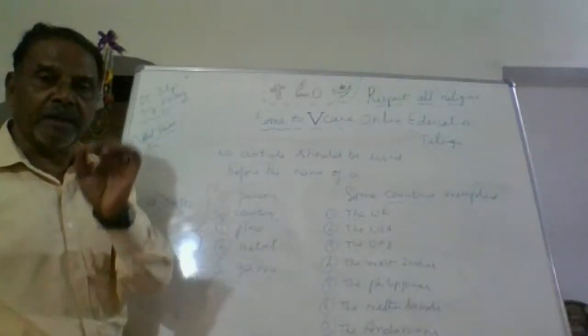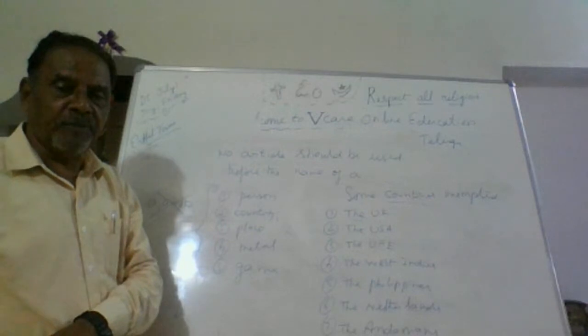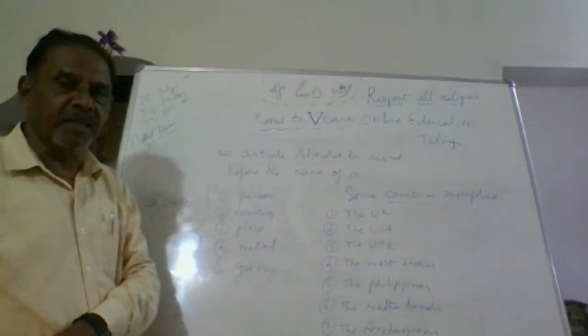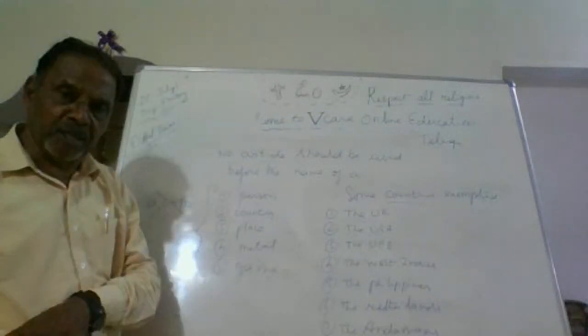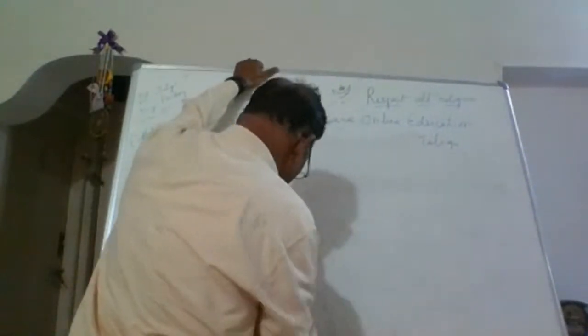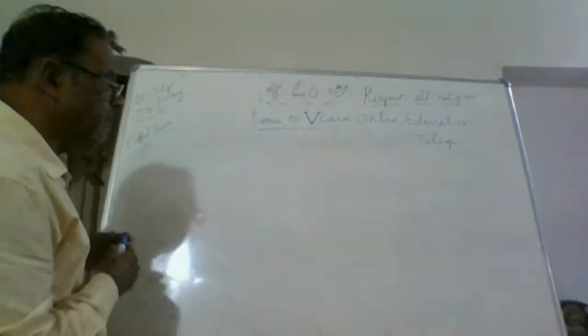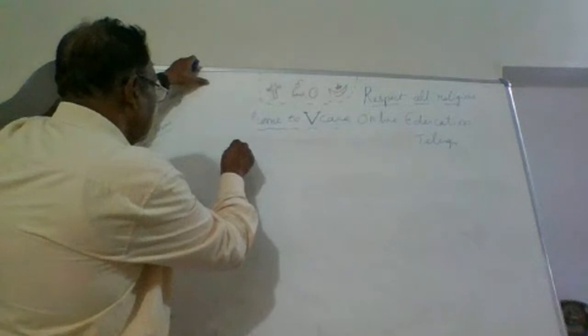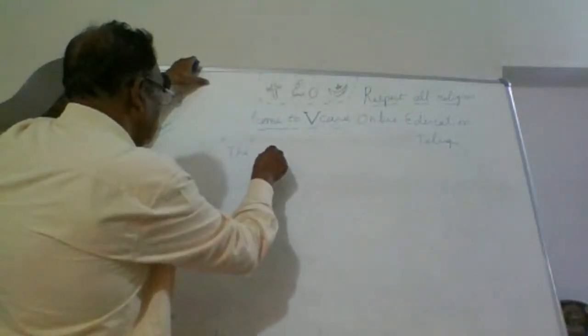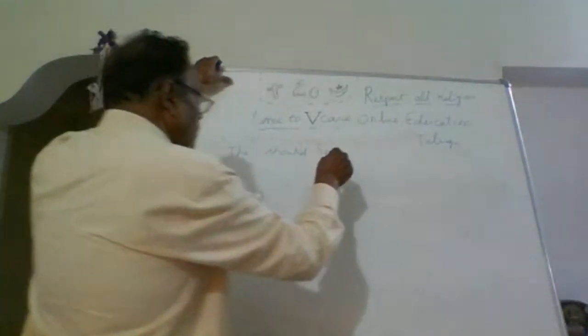Now coming to where the is definitely used without fail. You should compulsorily use the. A different article should be compulsorily used in some cases which are unique. Compulsorily you have to use the. Which are the unique things? Unique things in the world. You should say it, the inverted commas should be used.